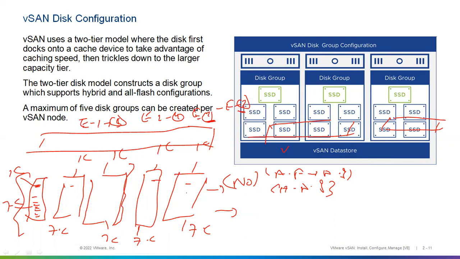So that's why again and again I'm saying there should be a homogeneous configuration for each of the nodes that are participating, with respect to disk type, number of disks, disk group type, and number of disk groups also. Correct? Are we clear? Yes, sir, yeah.